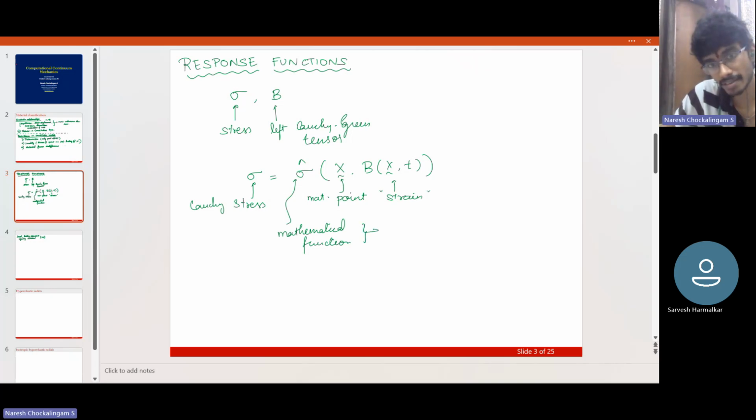And this function is the response function. So the response function for a certain physical quantity, I'm denoting by a small cap on top of it. So this is a function which takes in some value and returns some other value. This is the value it returns, and this is what it takes in.